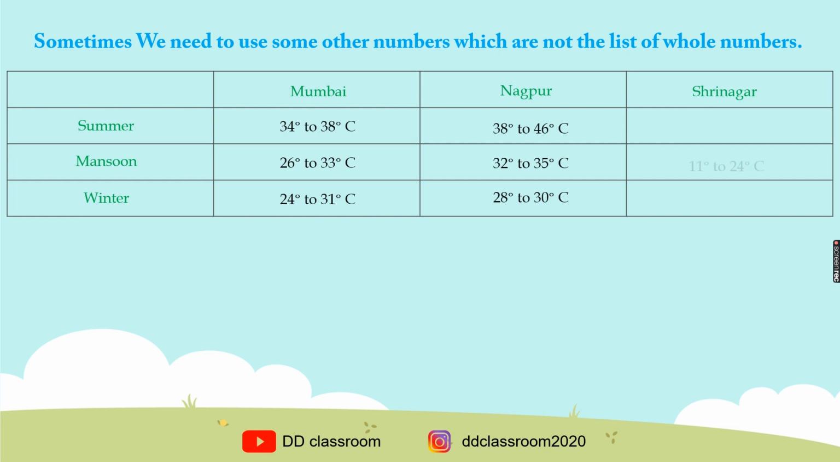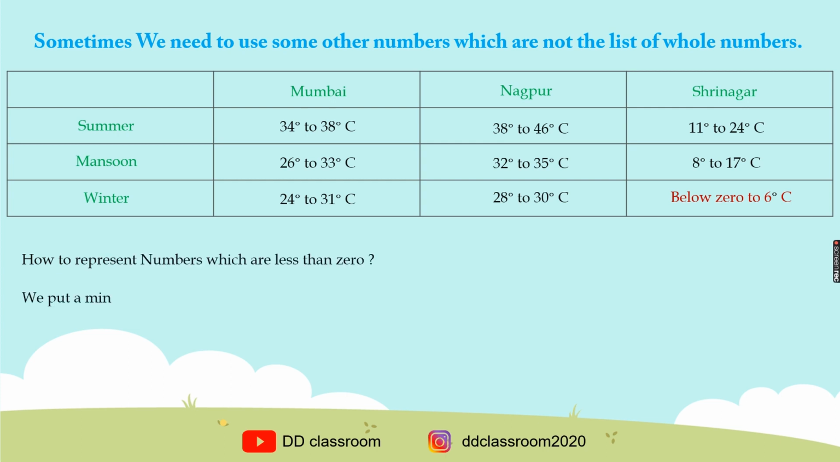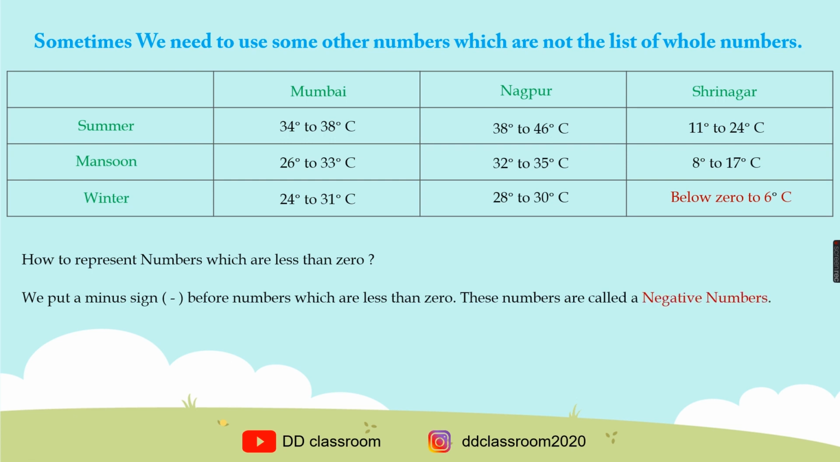Srinagar city, in summer, 11 degree to 24 degree Celsius. In the monsoon, 8 degree to 17 degrees Celsius. In winter, it is below 0 to 6 degrees Celsius. How to represent the numbers which are less than 0? We follow the following rules to read these numbers. We put a minus sign before numbers which are less than 0. These numbers are called negative numbers.